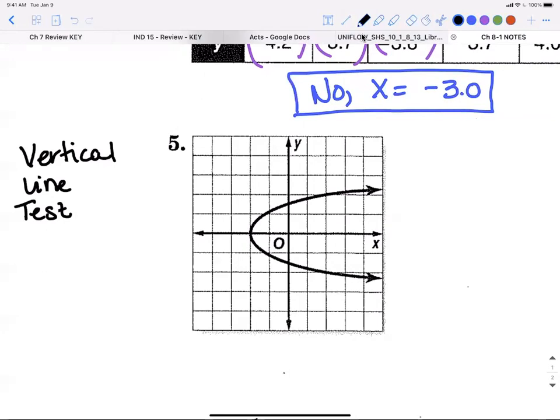What it means to pass the vertical line test is when you put your vertical line anywhere on this graph, does it ever touch in 2 different places at one time? And here's what I mean. This is your x-axis right here. So we're still looking for cheating x's, but we're doing it in a little bit different way.